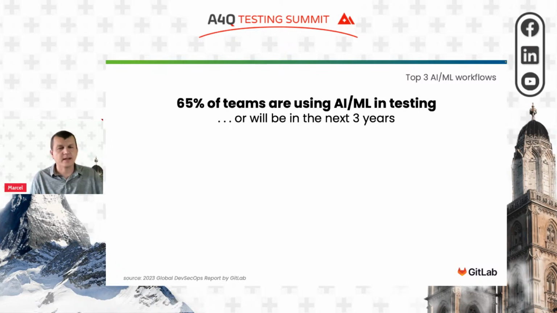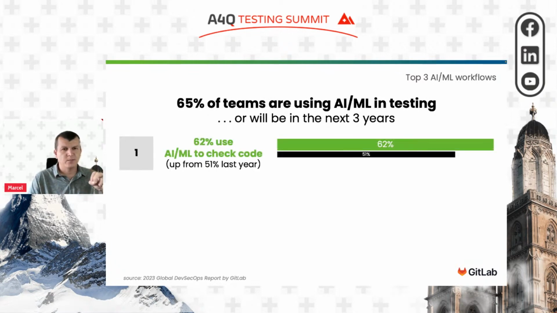And I decided that the first interesting answer is that 65% of the team says, yes, we are using it, or we will definitely be using it in 3 years. I also decided to bring here the top 3 workflows, which is kind of a strange word for me, but these are 3 different ideas people think might be the right candidates to apply AI and machine learning. First one is that the quality of code might be checked by AI and machine learning.